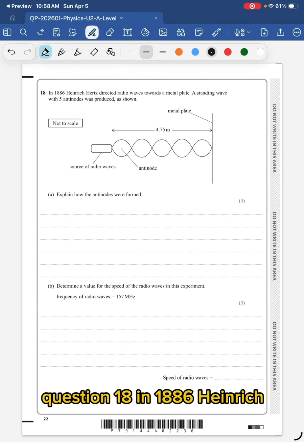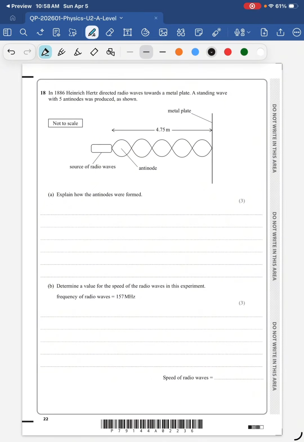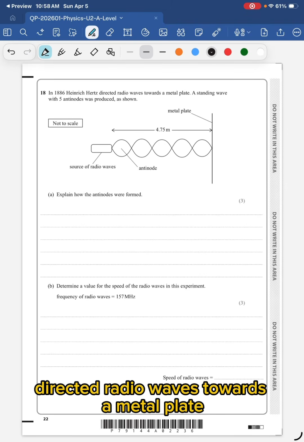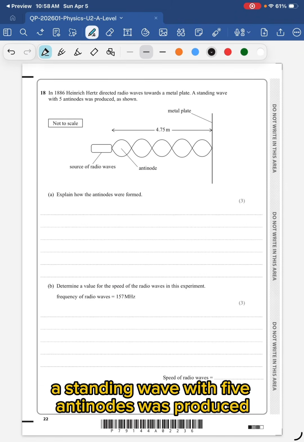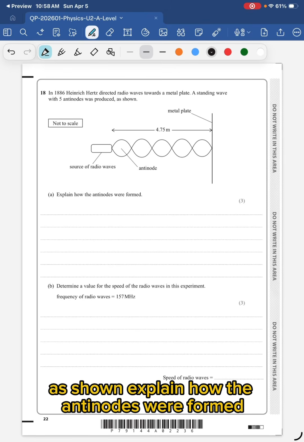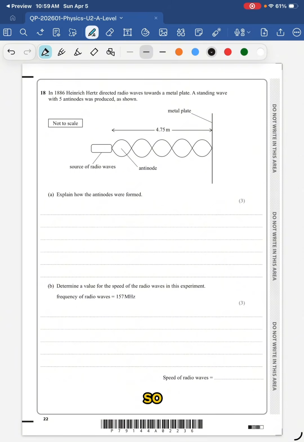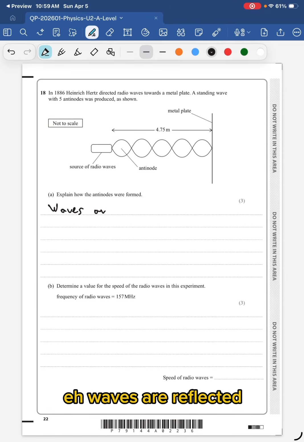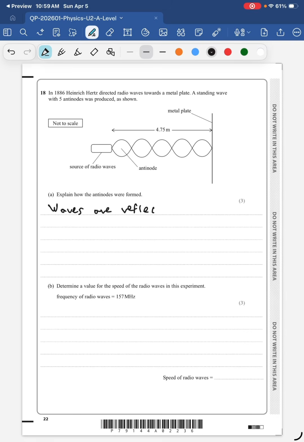Question 18. In 1886, Heinrich Hertz directed radio waves towards a metal plate. A standing wave with 5 antinodes was produced as shown. Explain how the antinodes were formed. So, waves are reflected on the metal plate.